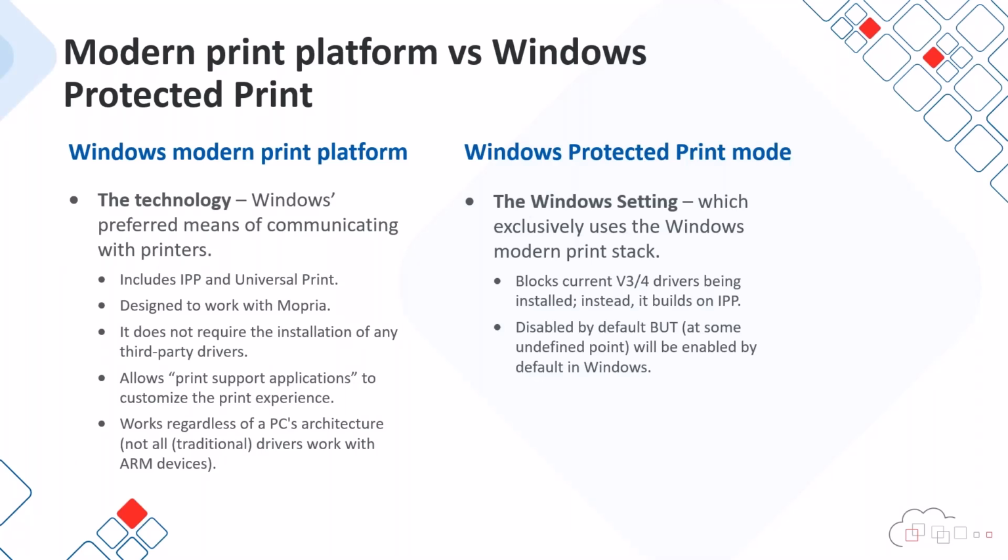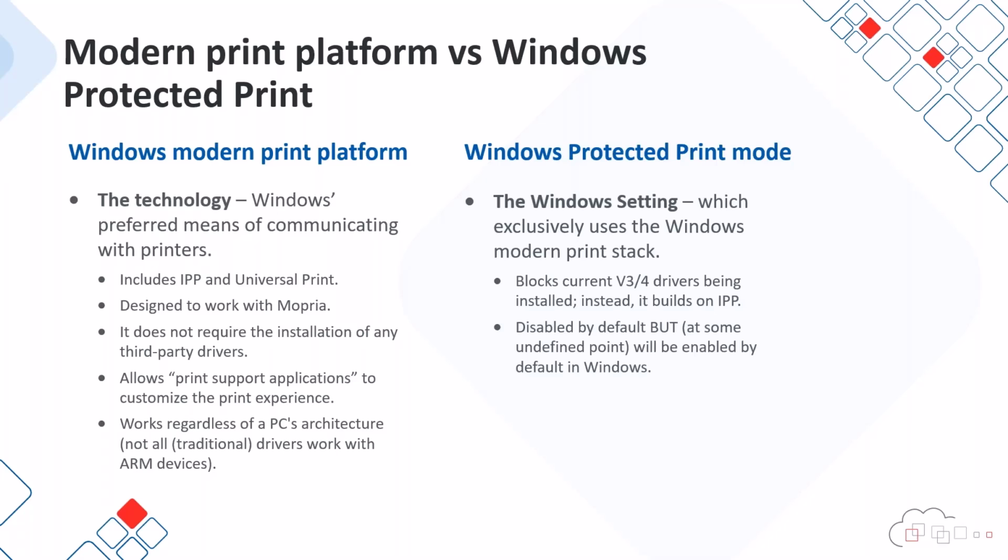So, as I said, let's take a quick look at the Windows Modern Print platform. It's Microsoft's preferred method for printer communications moving forward. Now, this platform uses IPP, which is normally used for remote printing, and it also has Universal Print for compatibility with the Mopria certified printers. Now, a key advantage of the platform is the elimination of third-party drivers, which basically simplifies printing.